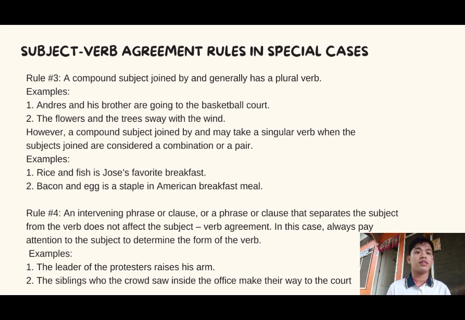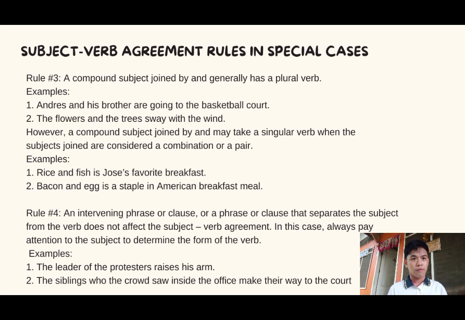However, if the two subjects are seen as a single unit or pair, they take a singular verb. Let me say, for the example, rice and fish is Jose's favorite breakfast. As we all know, rice and fish together are considered one meal, so we are going to use a singular verb, which is the is. The same goes with the second one: bacon and egg is a staple in American breakfast meals. Bacon and egg together are considered one typical breakfast item, so we are going to use the singular verb is. This helps to show whether the subjects are seen as separate items or a single unit. So that's the function of rule number 3.